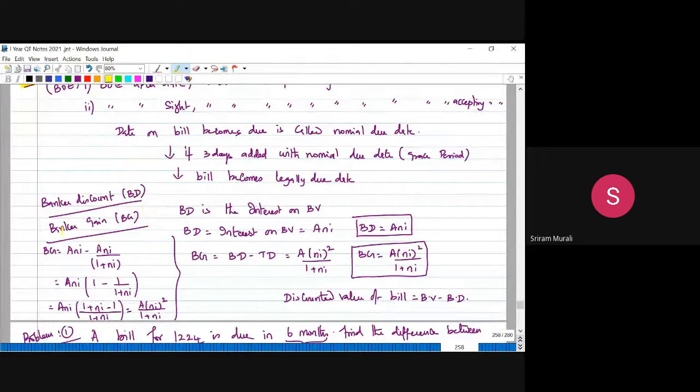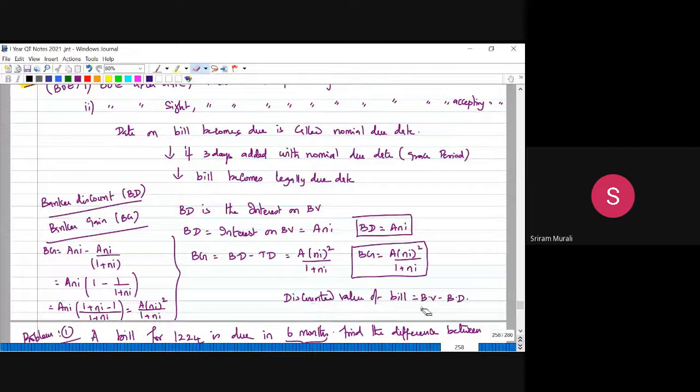The next thing is banker's discount, that is BD, and banker's gain, we call it BG. Banker's discount is interest on banker's value, that is A into N into I. Banker's gain is equal to banker's discount minus true discount. You know true discount from the last class. Subtract these two and you will get banker's gain.